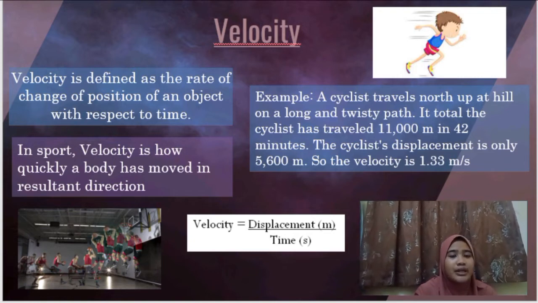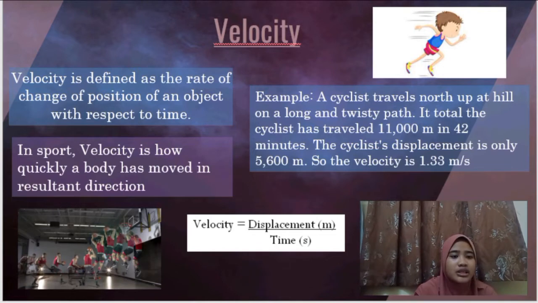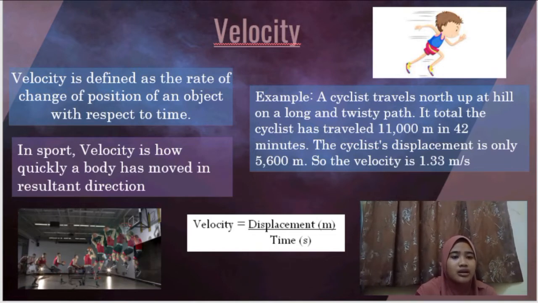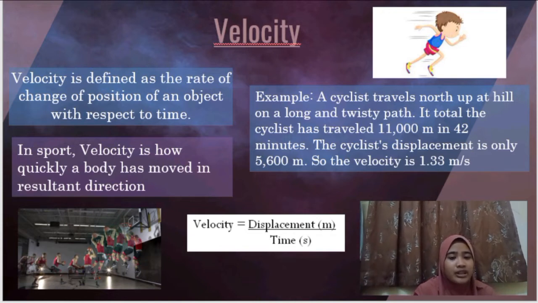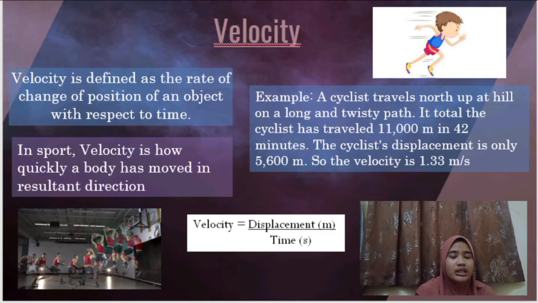For example, a cyclist travels north up hills on a long and twisty path. In total, the cyclist has traveled 11,000 meters in 42 minutes. The cyclist's displacement is only 5,060 meters. So the calculation for the velocity is 1.33 meters per second.